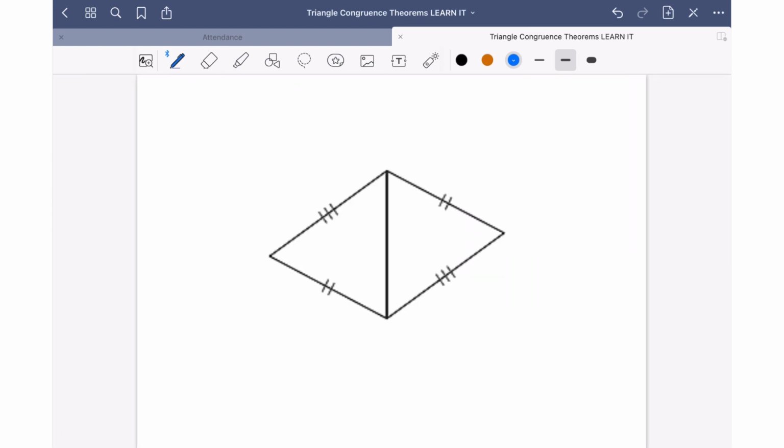All right, this one. Well, there I can see that they share a side, right? So this side is congruent. So I have a side, and a side. So I will be using the side, side, side theorem. Okay.